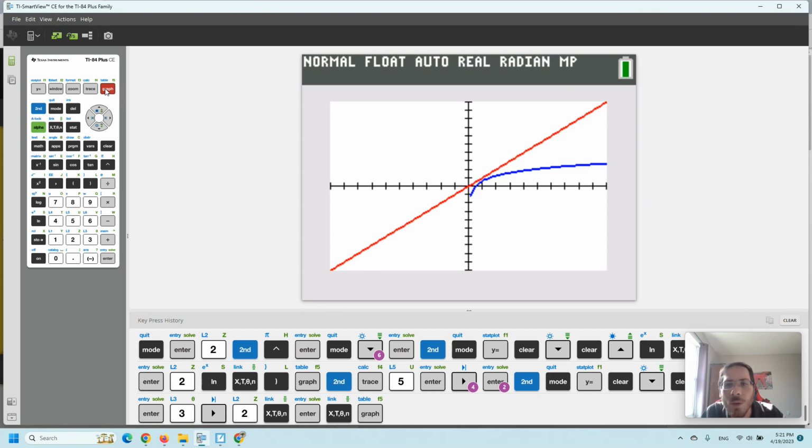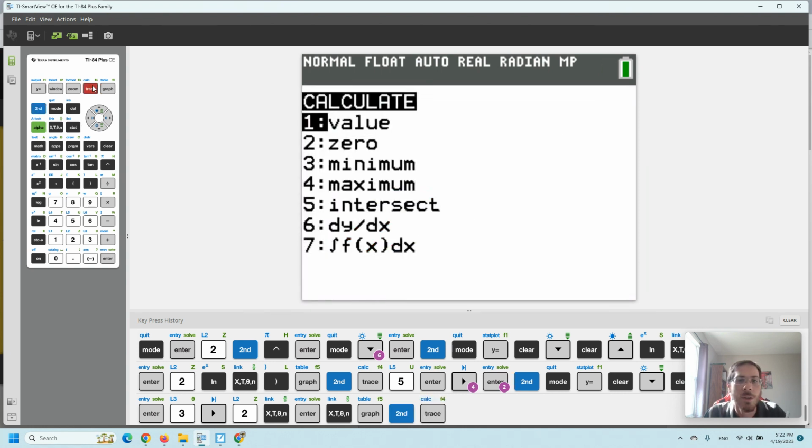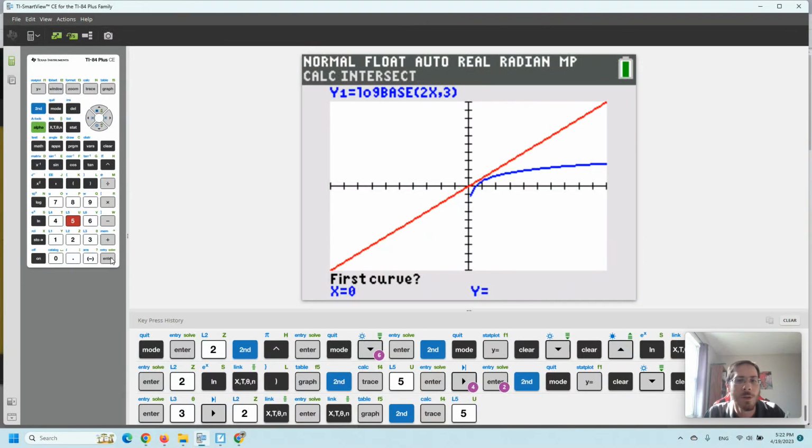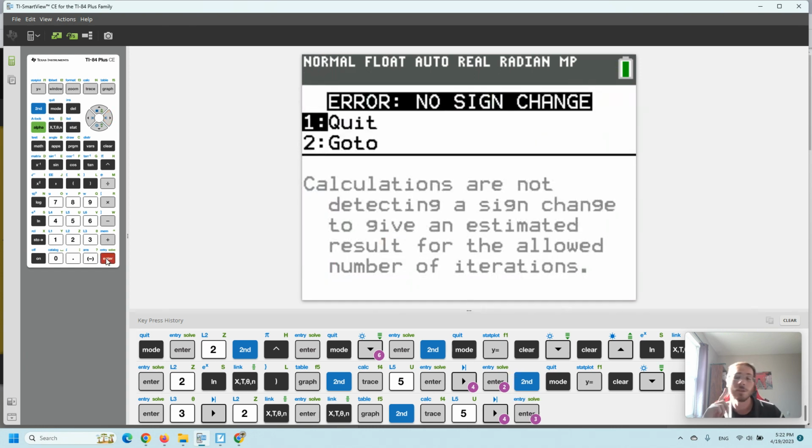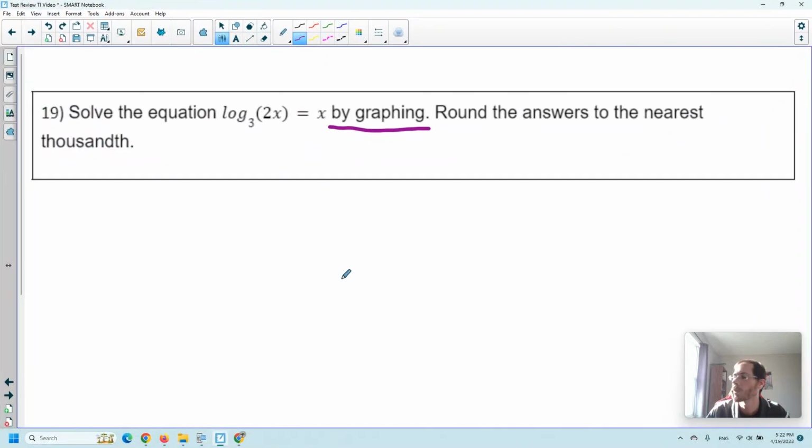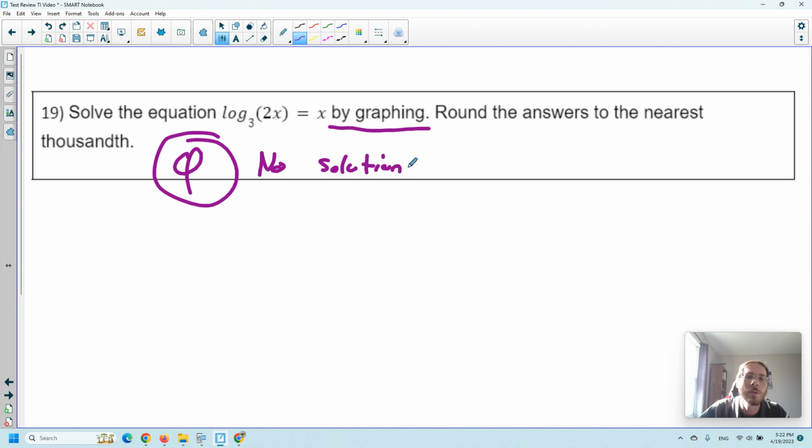Whoa, wait a second. Those two don't look like they touch. Could this be a no solutioner? It might be a no solutioner. So let's see. Calculate the intersect for me, calculator. First curve. I can see again, I'm not on the blue curve yet, so let's go over to get on the blue curve. Second curve, red. Answer, no sign change. So no sign change means they don't actually connect. That's a little disappointing. All right, well, guess we're done. No solution. It happens sometimes. Oh well.